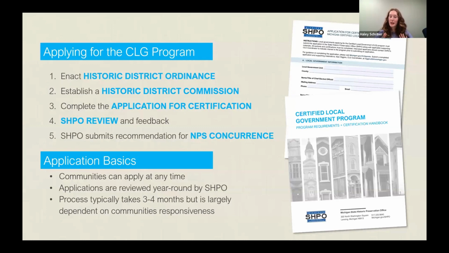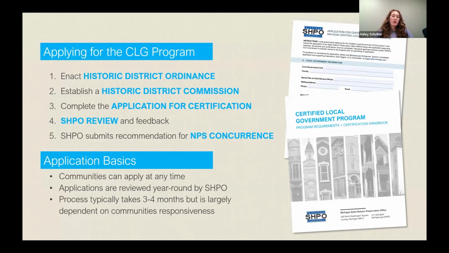Okay, so let's say you're now interested in applying for the CLG program. Your first step is going to be enacting that historic district ordinance. And as I mentioned before, we have that model ordinance document, which I can send you. It's also available on our website. And it's basically a plug and play document. You put in your own local government's information, you send it back to me, I review it, make sure it complies with state law and nothing's been changed. And that is step one complete.